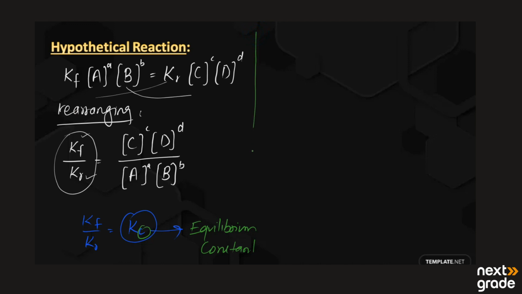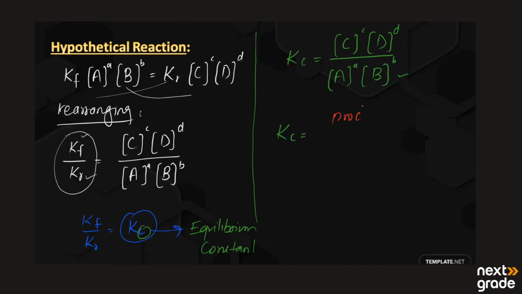So by putting Kc for Kf over Kr, we get Kc is equal to [C]^c [D]^d, the products, over [A]^a [B]^b, the reactants. In turn, Kc is equal to the molar concentration of the products over the molar concentration of the reactants. So this was the simple derivation of Kc for the hypothetical reaction.